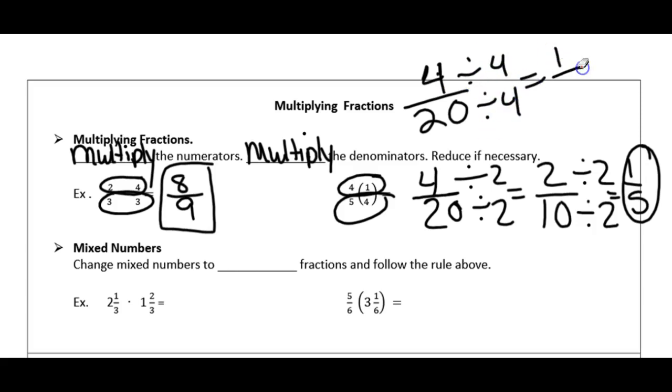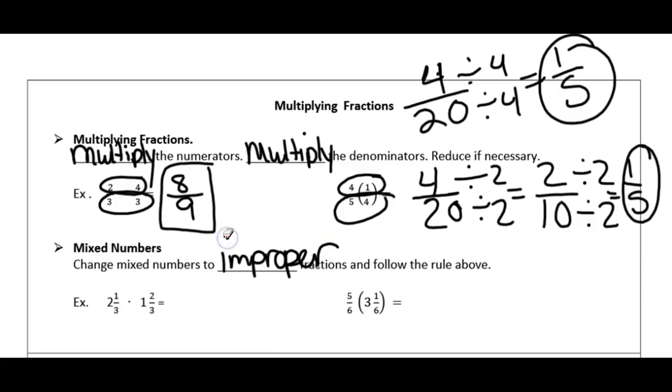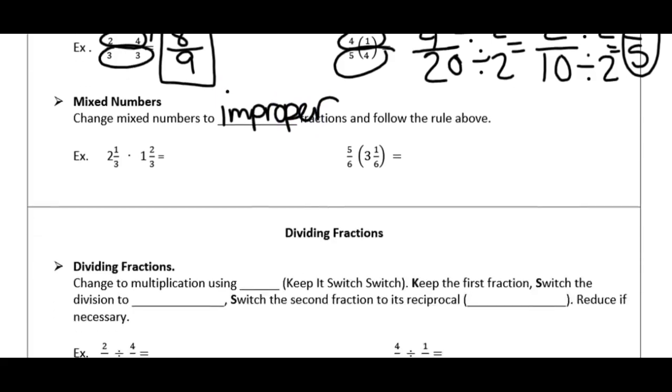And that gives me 1/5 also. Doesn't matter which way you do it, you just make sure you reduce it so you can't reduce it any further. The last way it was just a little bit shorter, a few steps, but it's not a matter of which method you use. Mixed numbers. Mixed numbers change to improper fractions. And then do what we just did. Multiply your numerators, multiply your denominators.